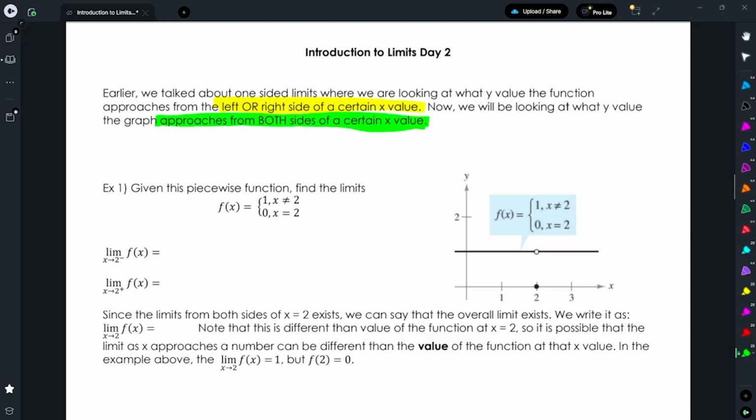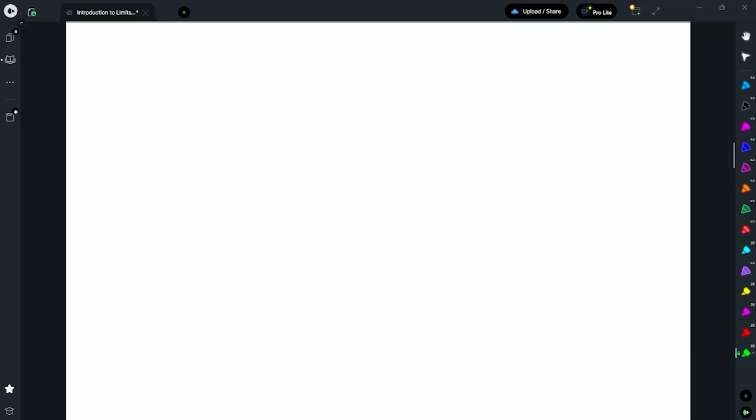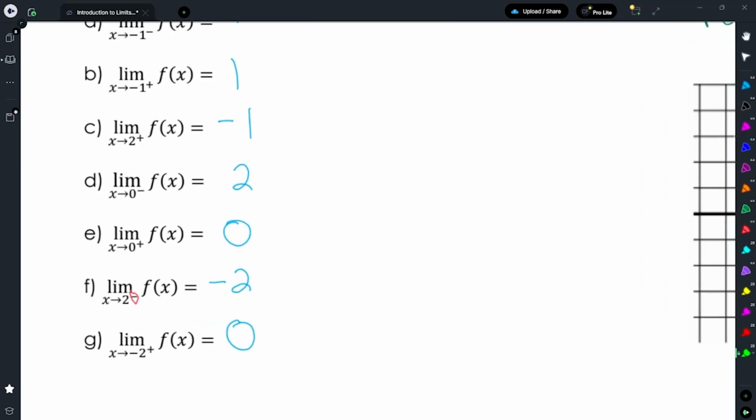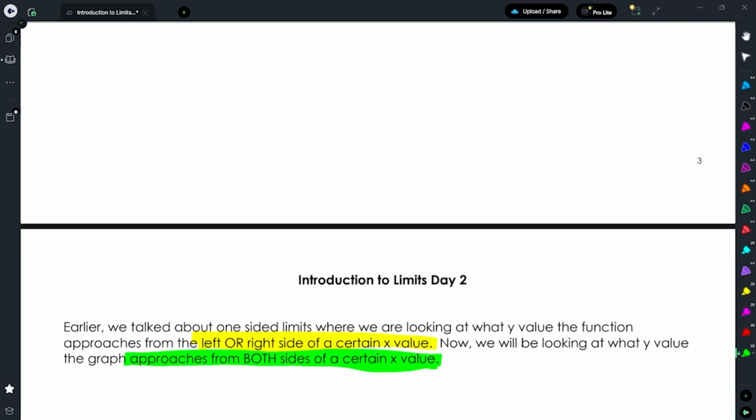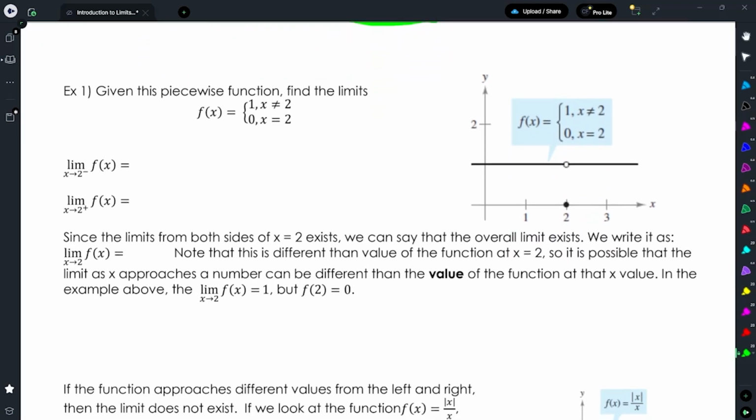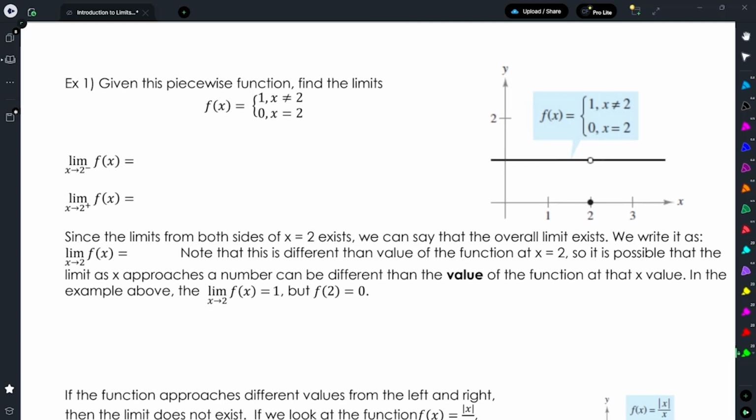And we did do that a little bit back here. In this example, we approached 0 from the left side and we approached 0 from the right side. So we're going to now combine those and see what does the function approach from both sides. So we're expanding on that idea of one-sided limits. So let's look at this piecewise function here.